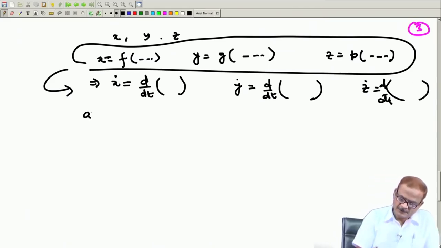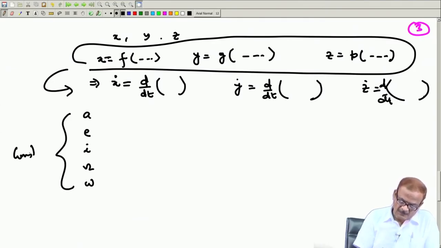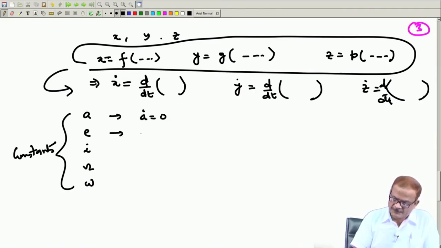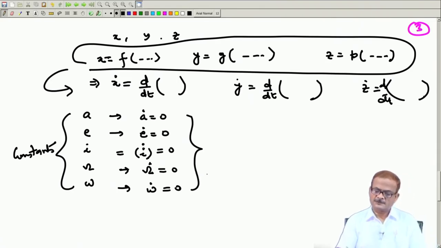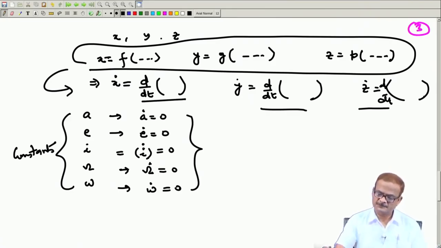And we know that because a, e, I, capital omega, small omega, these are constants. So, we will utilize the property that a dot equal to 0, it is not changing, e dot equal to 0, I dot equal to 0, capital omega dot equal to 0 and small omega dot equal to 0. So, once we take the derivative, this equation will get pretty simplified. So, this is our approach. First of all, let us start with finding the x, y and z.